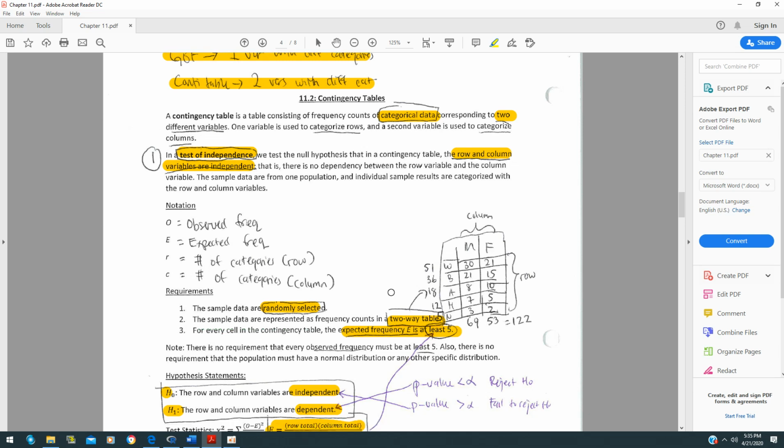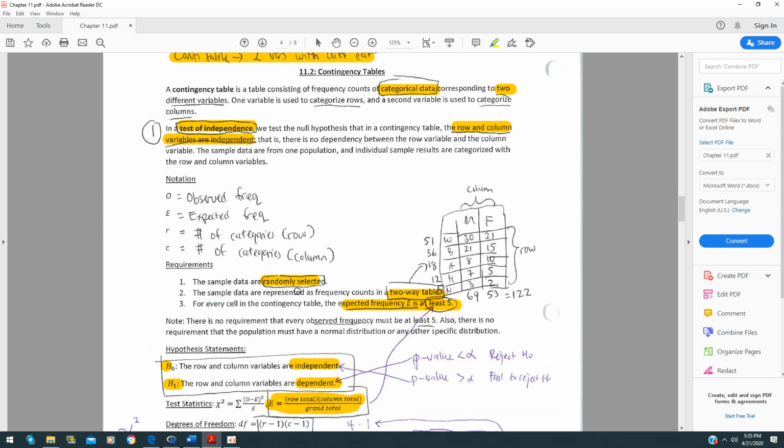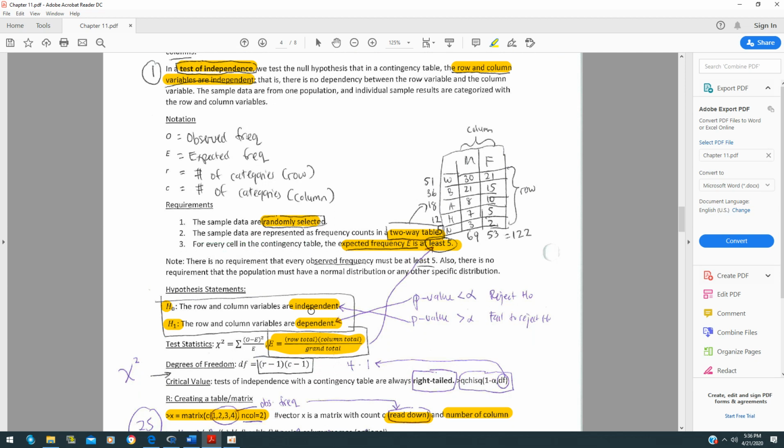The requirements say that it has to be a random selection or random sample. Your frequency counts have to be in a two-way table, meaning your data has to be put in a two-way table, not raw data. And the last one is that the expected frequency for all the cells has to be at least 5.